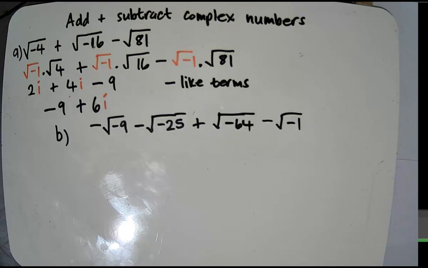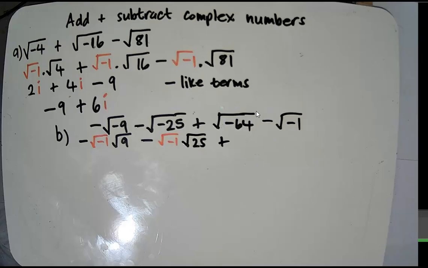Let's do example B. We have a negative square root of -9 minus square root of -25 plus the square root of -64 minus the square root of -1. So the first one, we have our negative on the outside, breaking up the square root of -9 into square root of -1 square root 9 minus the square root of -1 square root of 25. If we multiply these two, we go right back to square root of -25.